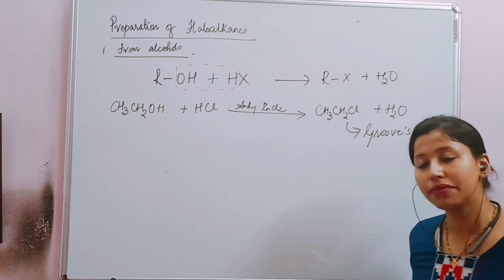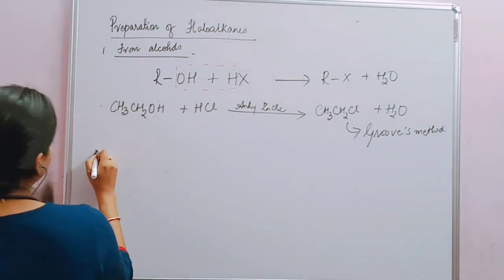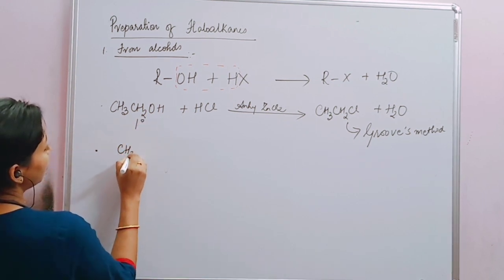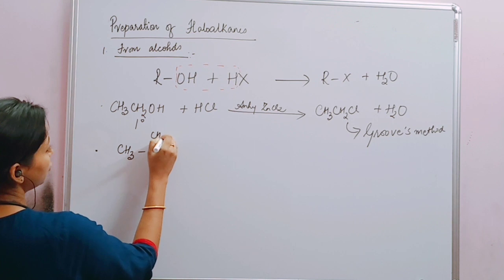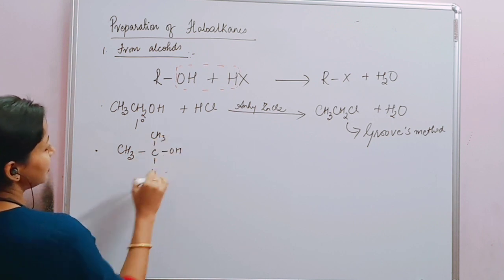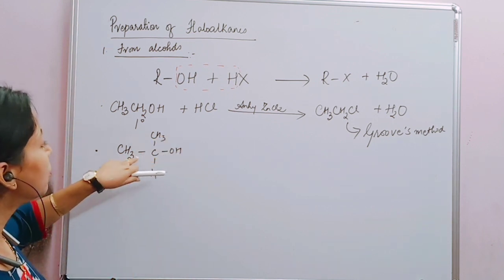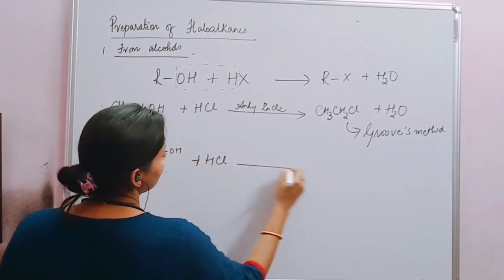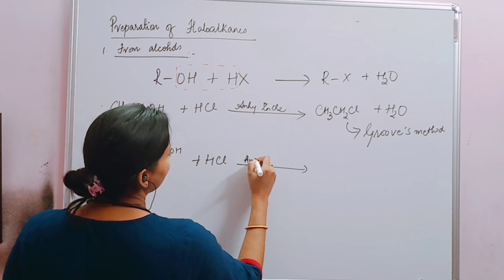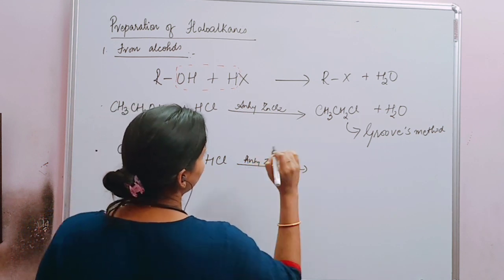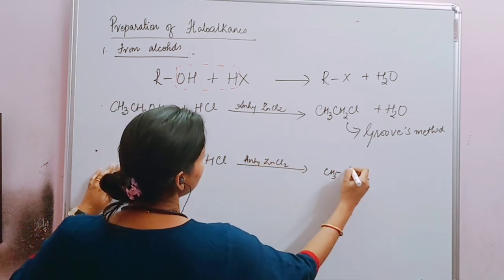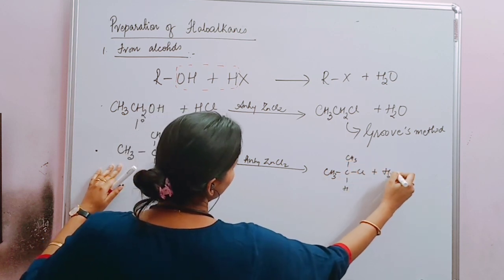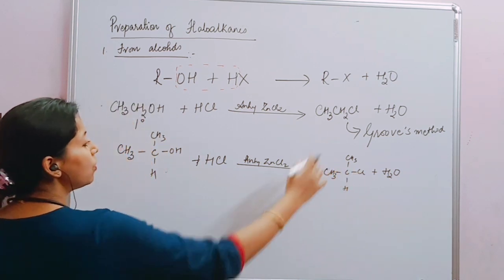Second, this was a primary alcohol. Now the secondary alcohol, let's choose CH3CH(OH)CH3. So this is propan-2-ol. Let's treat this with HCl and the same anhydrous ZnCl2. We'll get CH3CHClCH3 plus H2O. So this is 2-chloropropane.